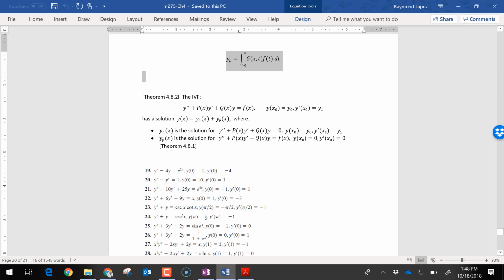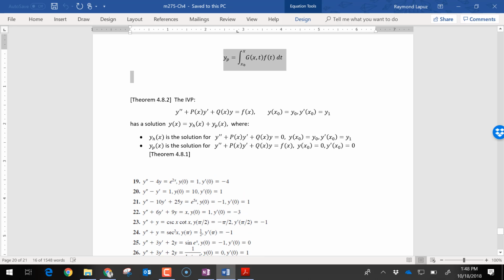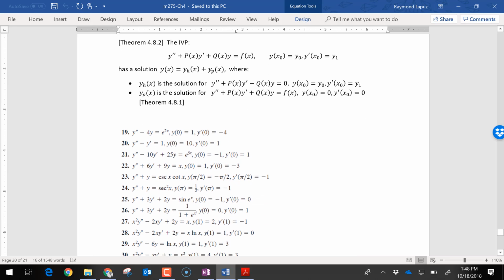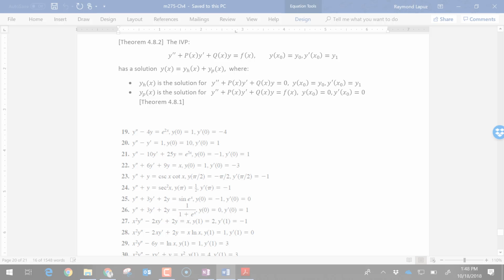Class. Let's do number 23. Oh, cosine, cotangent. You guys know your trig? I got a calculator. Let's go. All right. Let's do it.